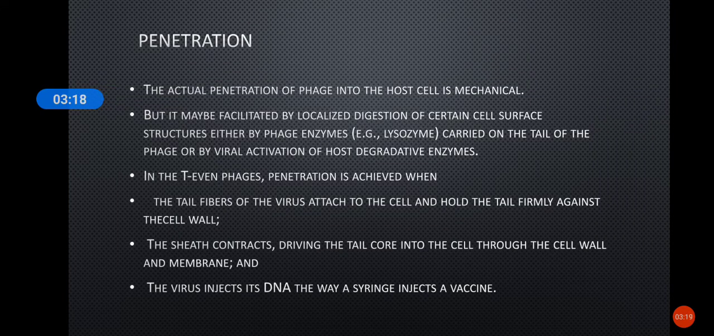The second step is penetration. Penetration means the genetic material should be released into the cell. Only the genetic material enters the cell, not the whole capsid. The capsid will remain on the surface as a ghost. So it is called a ghost. Only the capsid will remain on the bacterial surface. The rest, that is the genetic material, will enter into the cell.